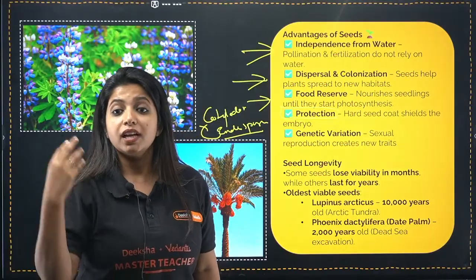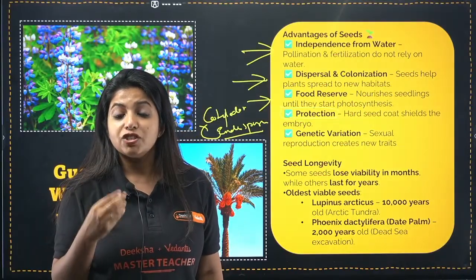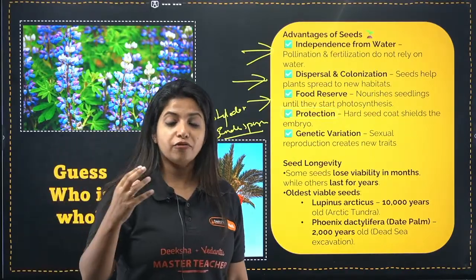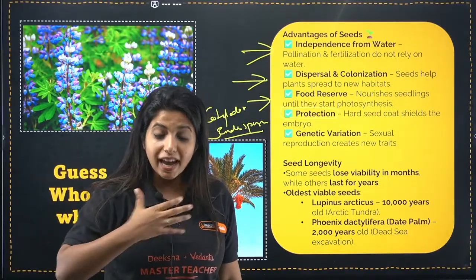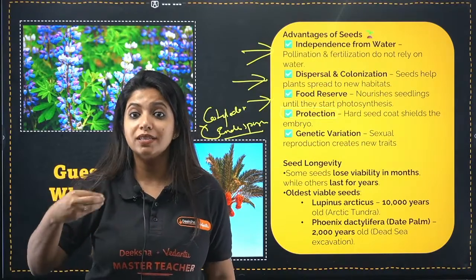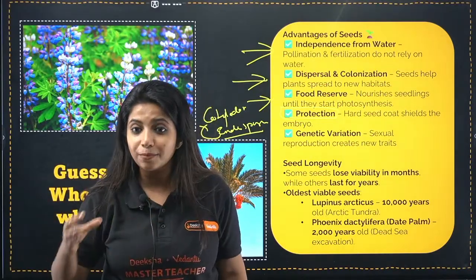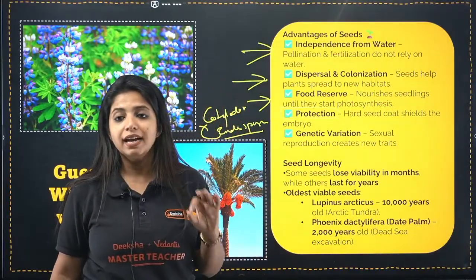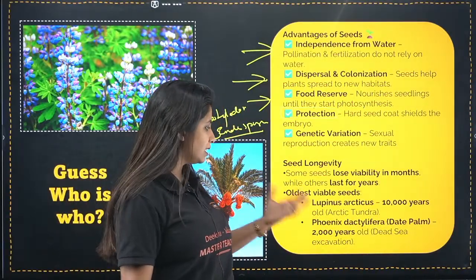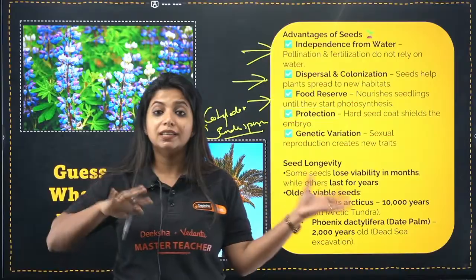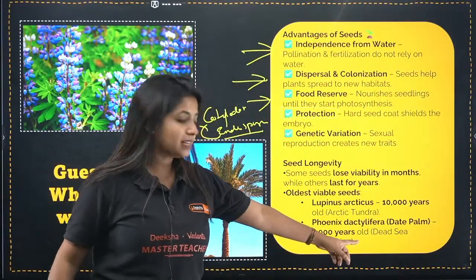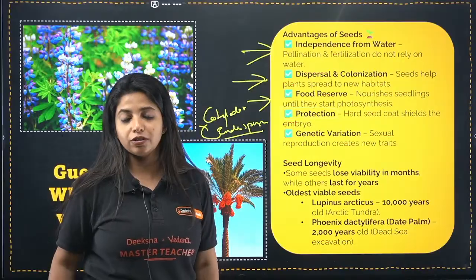And can you imagine, they are the ones that germinated after 2000 years of gap. They can remain viable for almost 2000 years, and that's crazy. Please remember it. It is Phoenix dactylifera, or date palm. They were discovered in the Dead Sea excavation near King Herod's place.